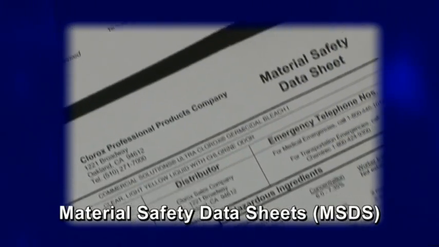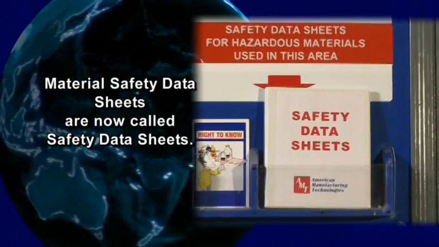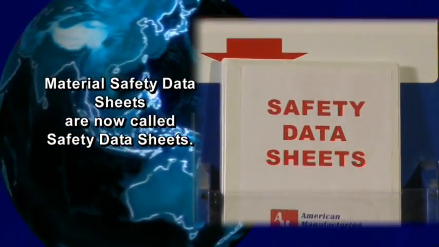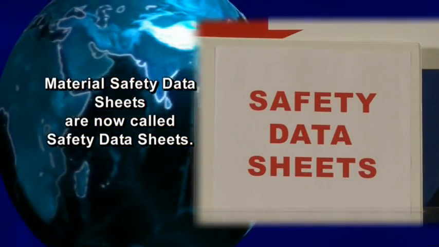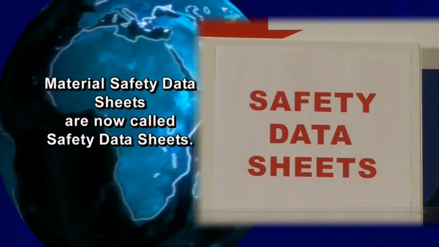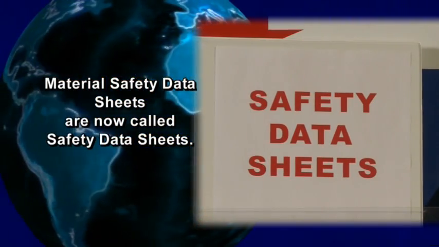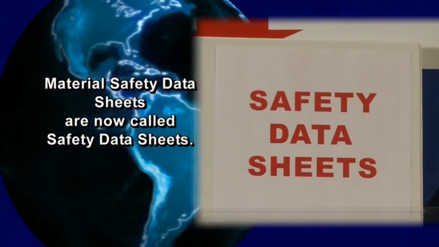Unfortunately, these valuable documents came in a wide variety of styles and formats, making them hard to read and understand quickly. As part of the globally harmonized system, they are now called safety data sheets and have a uniform format that allows employees to obtain concise, relevant, and accurate information more easily.